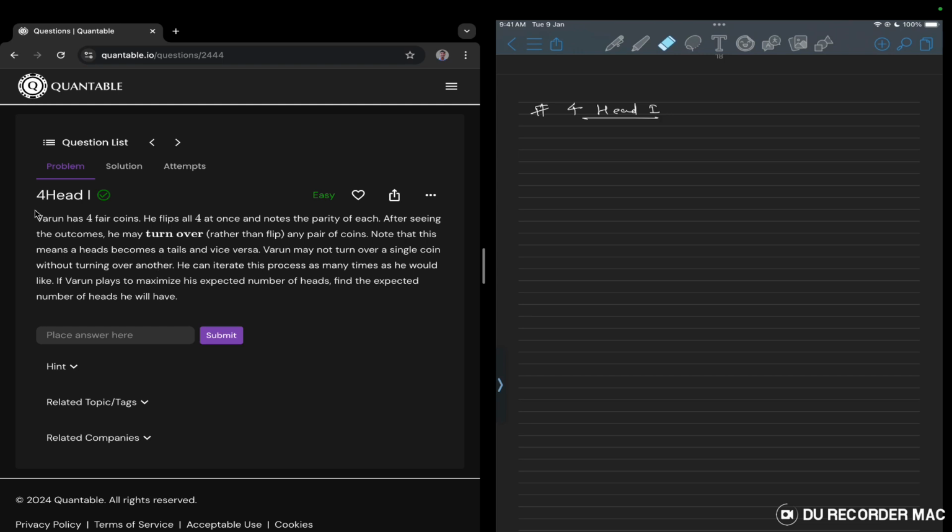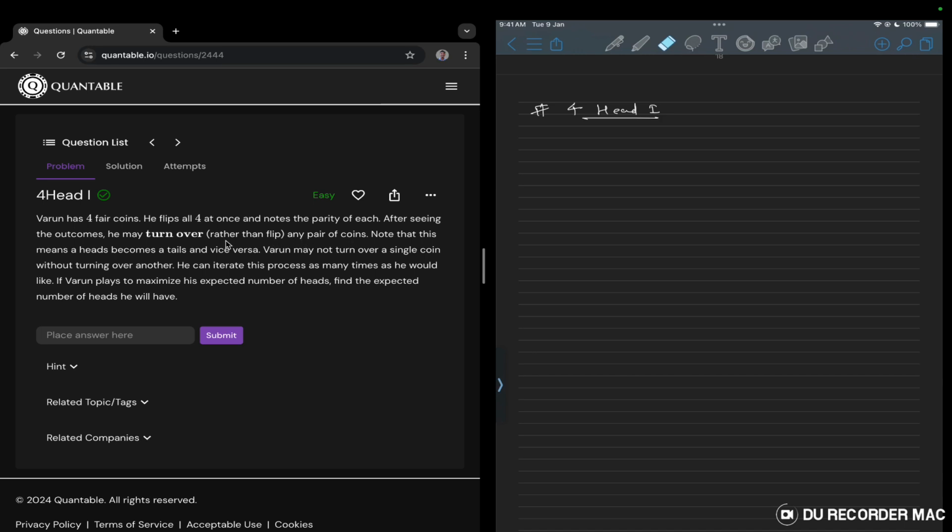Today we'll look at this question, 4 heads part 1, from Quantable. The question states that Varun has 4 fair coins. He flips all 4 at once and notes the parity of each. By parity they mean he notes whether it's a heads or a tails. After seeing the outcomes he may turn over, rather than flip, any pair of coins.